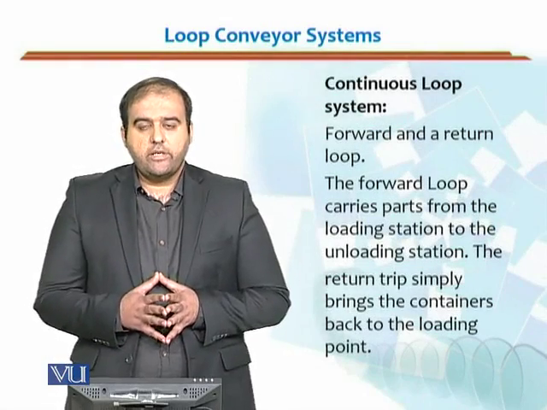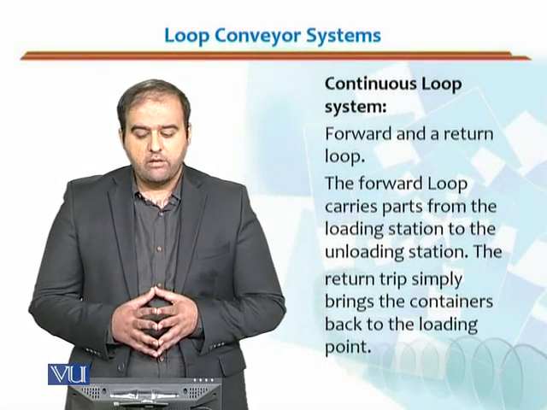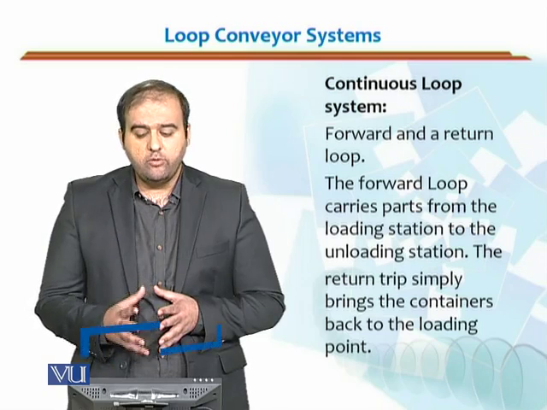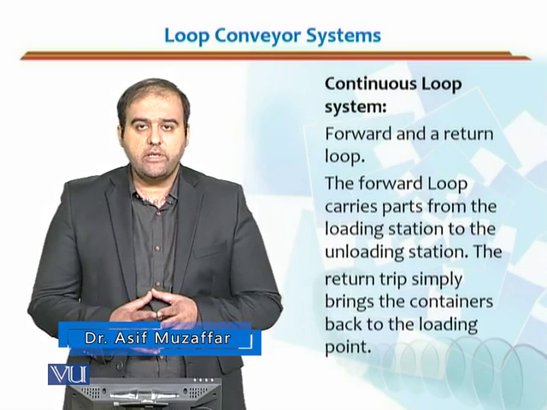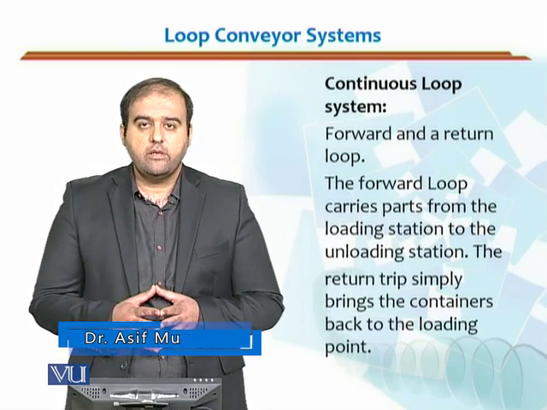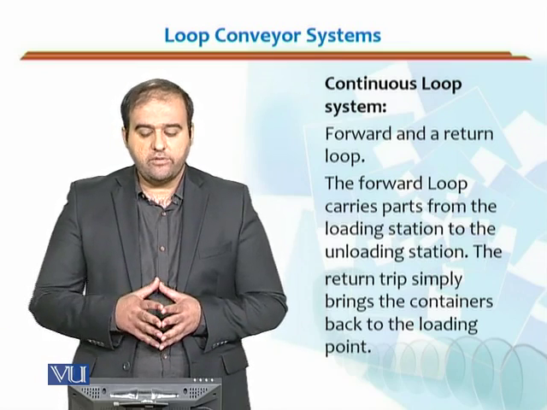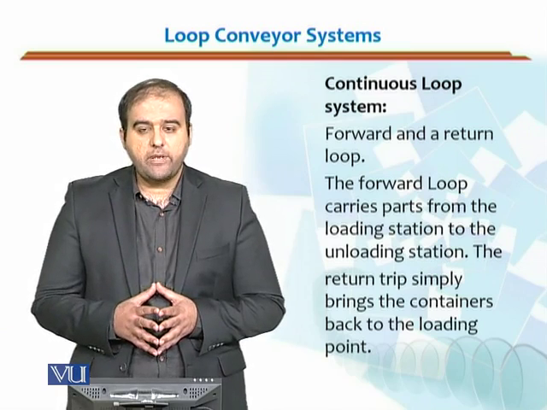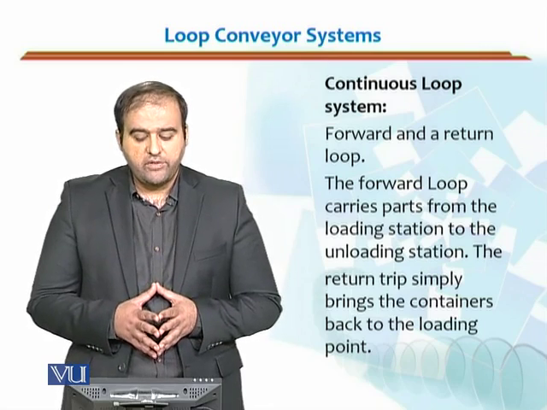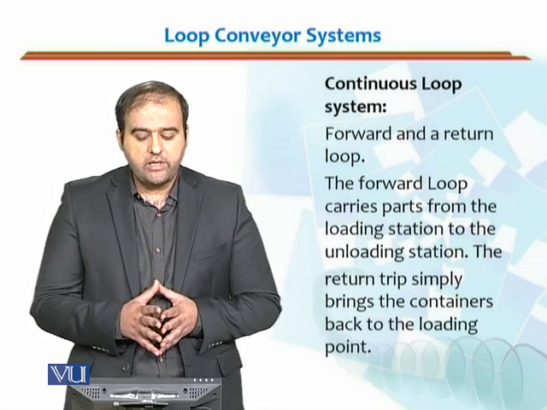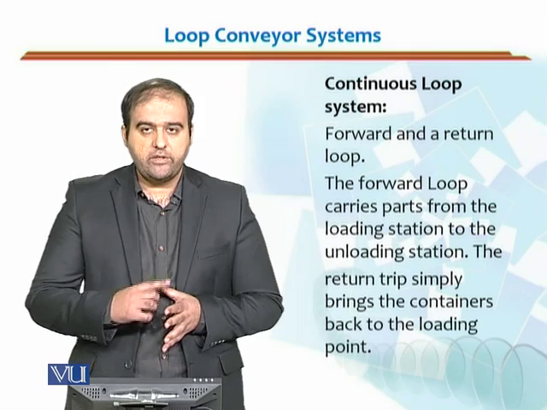Students, now let us look at another type of conveyor system, that is a loop conveyor system. It's actually a continuous loop system. A forward and a return loop would be there. So it's a loop process. The conveyor would move in a loop, forward as well as in the return direction. The forward loop carries parts from the loading station to the unloading station. The return trip simply brings the containers back to the loading point. So there would be a forward loop and there would be a return loop.